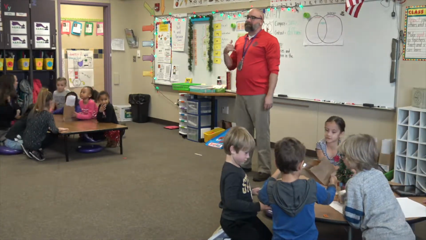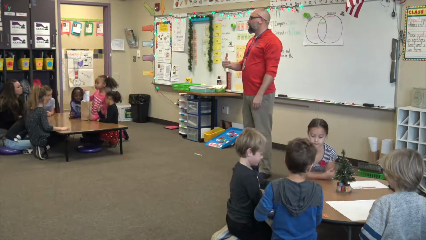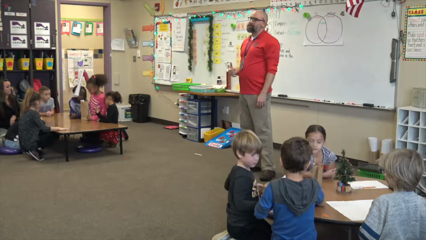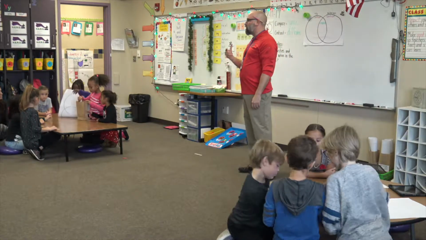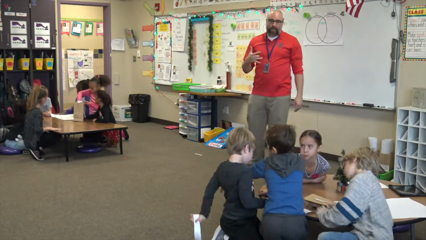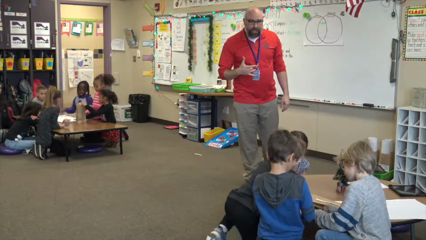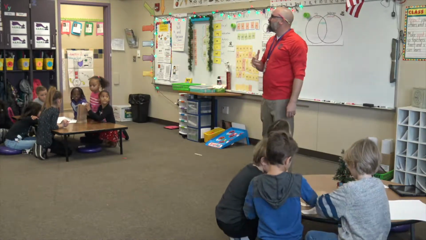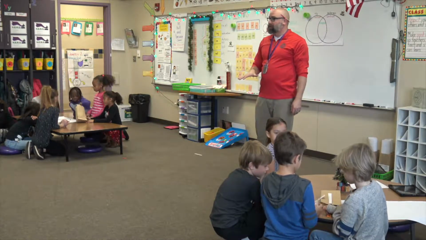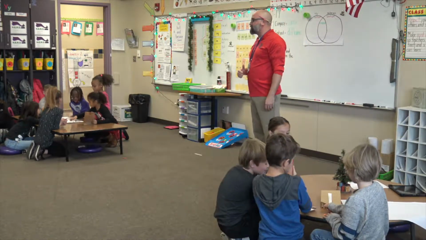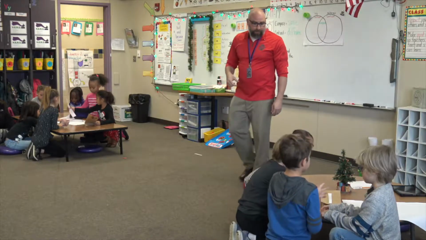Boys and girls, if you look at the front of your bag, it has your expectations. To be successful today and get an M, you need to have at least 9 correct on your Venn diagram. If you want to get a P today, you have to have 7 to 8 right. Anything less than that will be an L. So your goal is to work towards that M. You guys understand? Yes. Okay. What's an E?